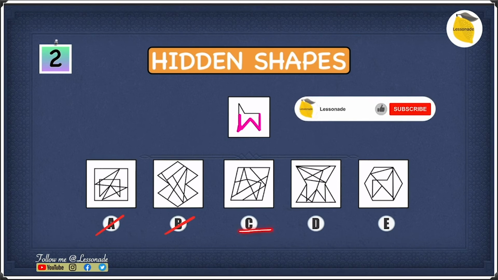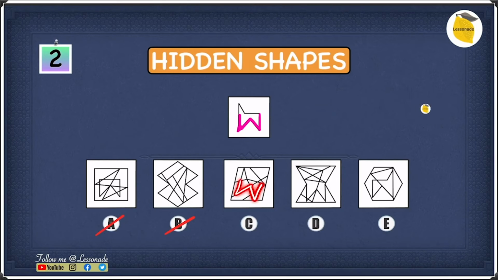Let's move to C. In C, we can find a W shape, and we can find one right here. And if you do make your way upwards, you can see that this shape is very similar to the one we have above. The only difference with this shape is that it has been rotated. And we said that rotated shapes are allowed. It's only that reflected shapes cannot be allowed. Since the shape is rotated, it is fine.